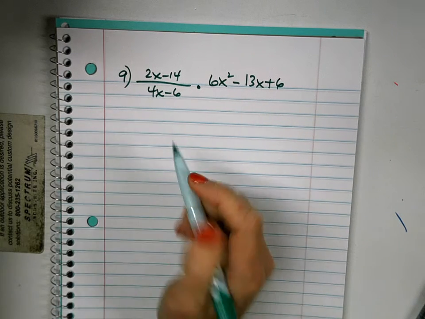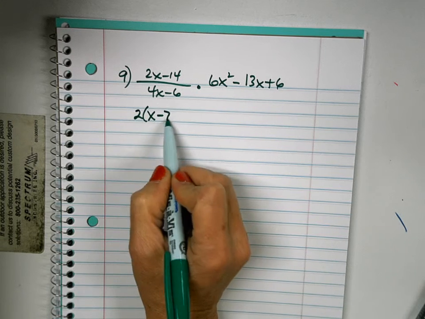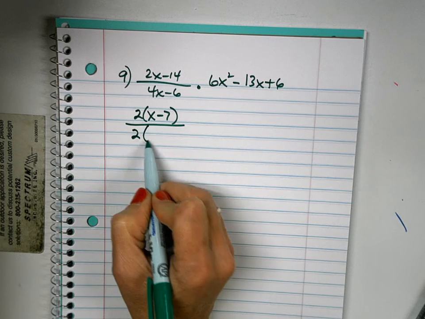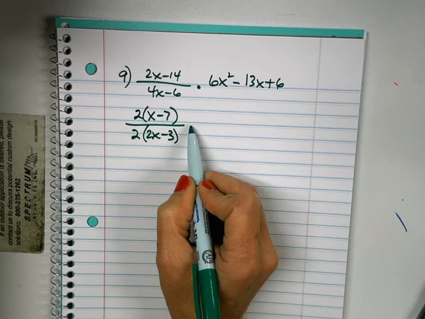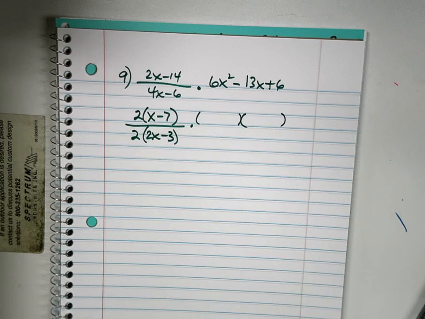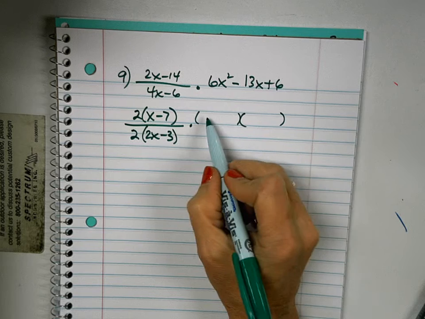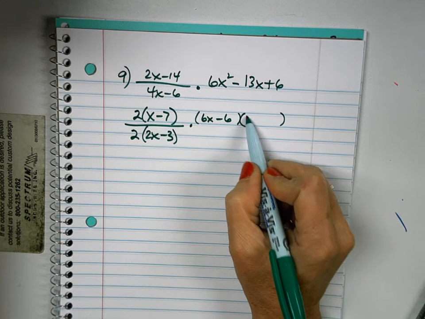2x minus 14, pull out a 2, right? Have x minus 7. In the denominator, also pull out a 2. And I'm guessing, just because of what we're doing here, that this can factor a little trickier. 6x squared minus 13x plus 6. 13's kind of big. Kind of. I guess not really. You got it, PJ? What is it? 6x minus 6 and then x minus 1.